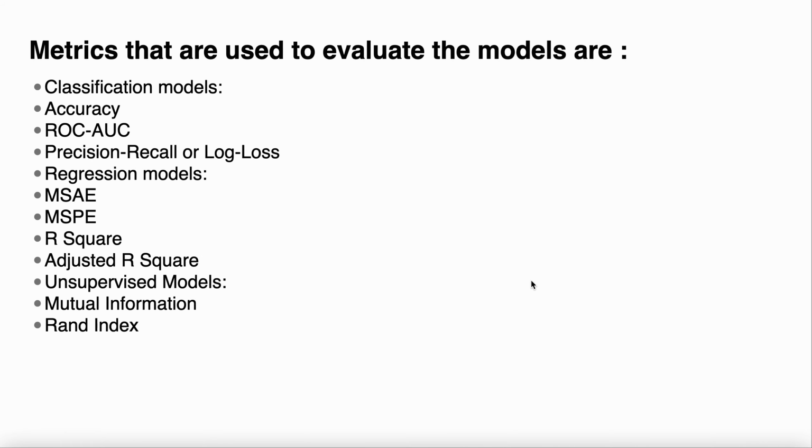Next, the metrics that are used to evaluate the models. For classification models: accuracy, ROC and AUC, that is receiver operating characteristics, area under the curve, precision, recall, or log loss. For regression models: mean squared error, mean squared predictive error, R square, adjusted R square. For unsupervised models: mutual information and Rand index. So these are the metrics to evaluate the model performance.